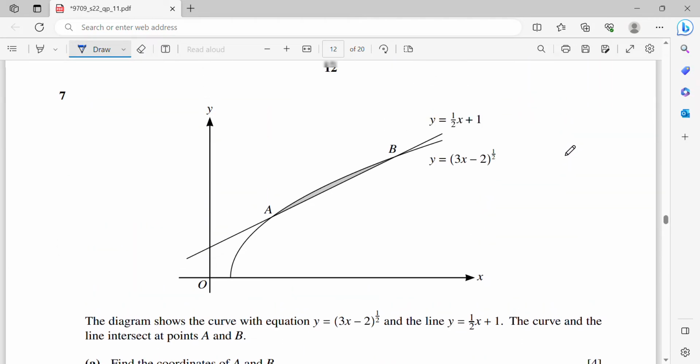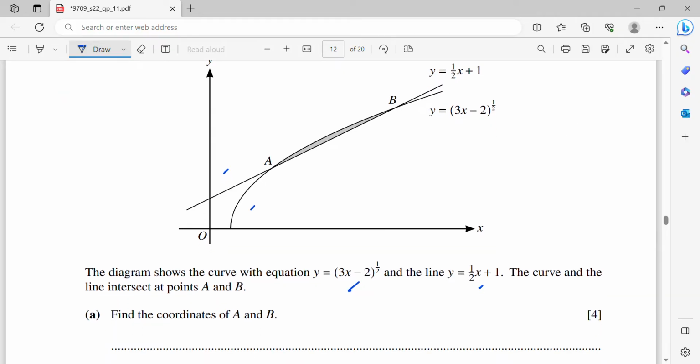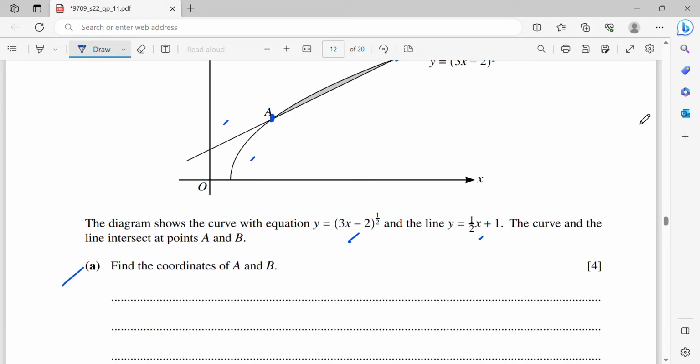Alright, so now number 7, you are given 2 graphs. One is a curve, one is a straight line. The curve and straight line both intersect at A and B. Find the coordinates of A and B, meaning you need to find the intersection points. When you find the intersection points, you are solving simultaneous equations. So I will just write (3x minus 2) to the power of half equals half x plus 1. To solve this, because of the degree half, we need to square both sides. So I square both sides.